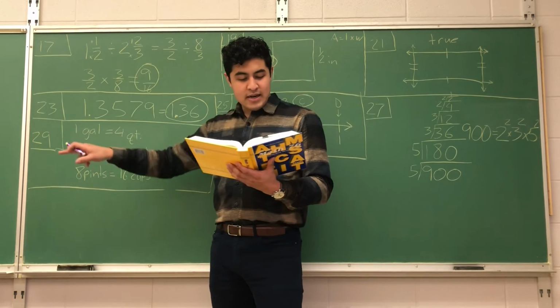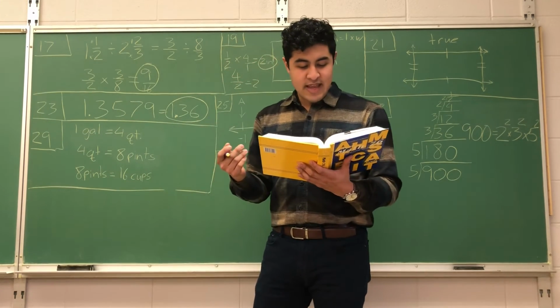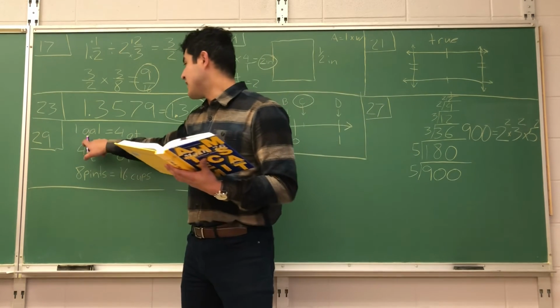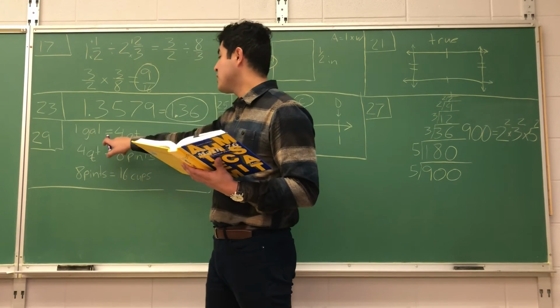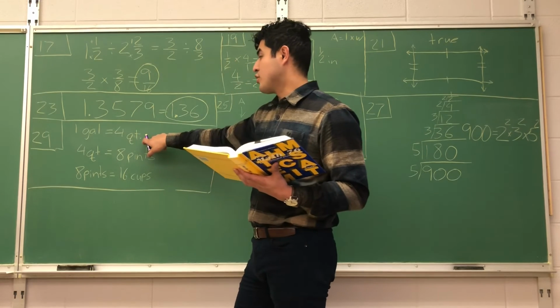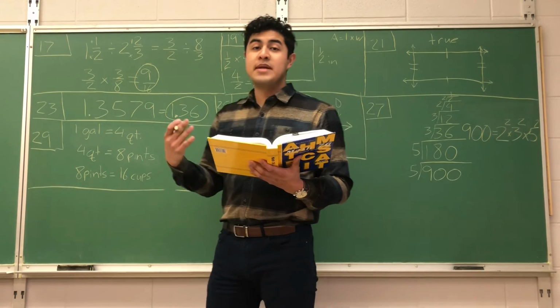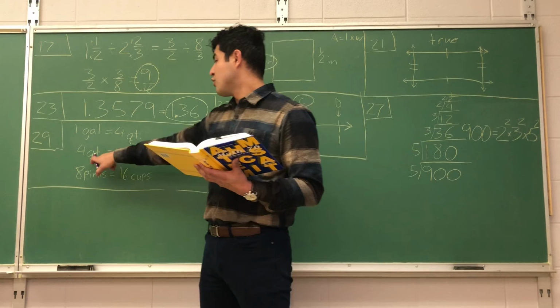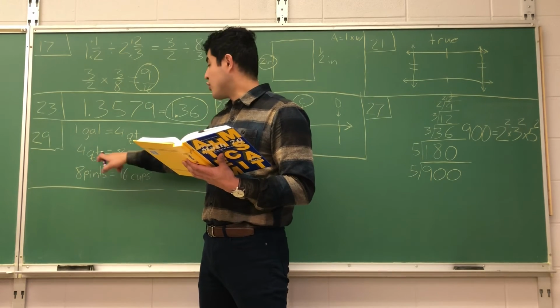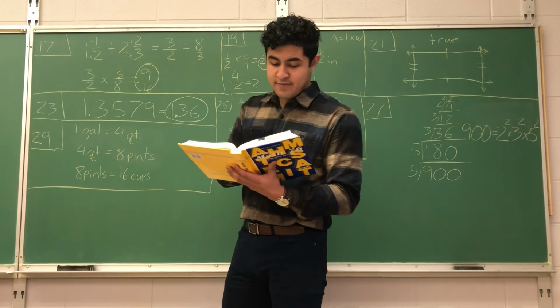All right. How many cups of milk is a gallon of milk? So first, I got our basic information. 1 gallon equals 4 quarts. So next, I'm going to see how many pints there are in 4 quarts. So 4 quarts equals 8 pints. Now, how did I get that information?